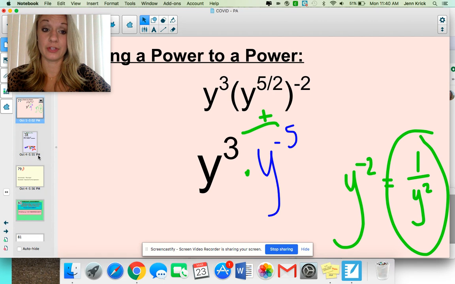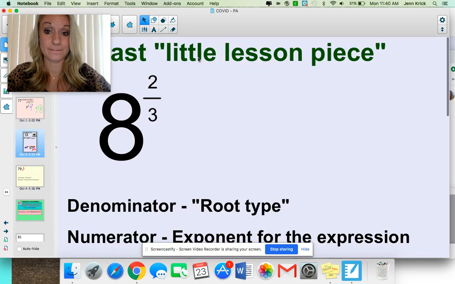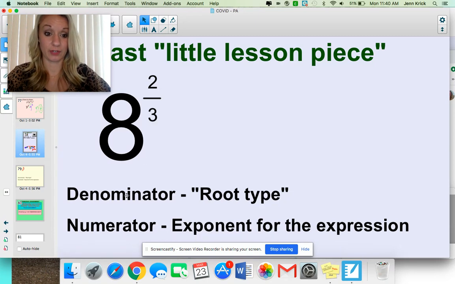This is the part where you have to write this out as an example for yourself. Okay, so here we go. Let's say that I give you 8 to the 2/3 power. 8 to the 2/3 power. How in the world can you set that up? This is my quick trick for you. You are going to set up 2 things.